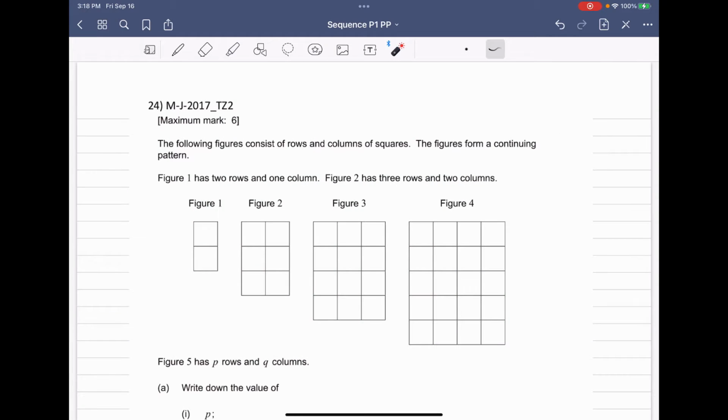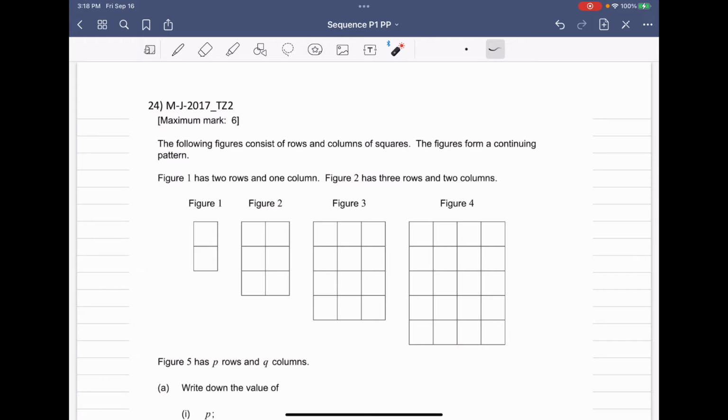May June 2017 time zone 2, maximum mark 6. The following figure consists of rows and columns of squares. The figures form a continuing pattern. Figure 1 has 2 rows and 1 column. Figure 2 has 3 rows and 2 columns, and so on.